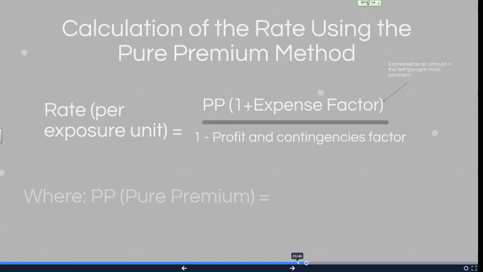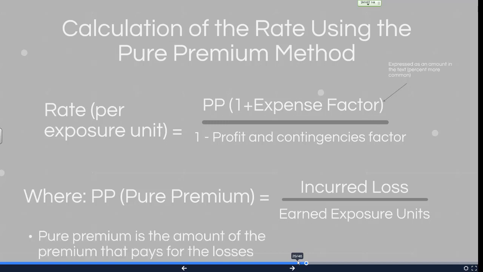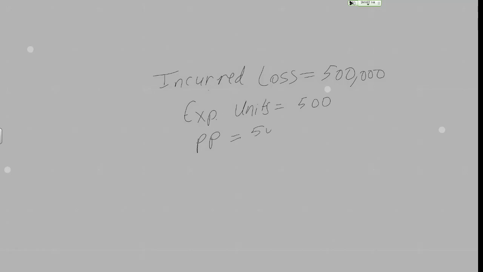So what is the pure premium? The pure premium is the incurred losses divided by the number of earned exposure units. The pure premium specifically is the amount of the premium that pays for the losses. You should know how to calculate this. So let's look at an example of calculating the rate using the pure premium method. Let's assume your incurred loss was calculated as $500,000 and your exposure units were 500. The pure premium, therefore, is 500,000 divided by 500, which gives you a pure premium of $1,000.